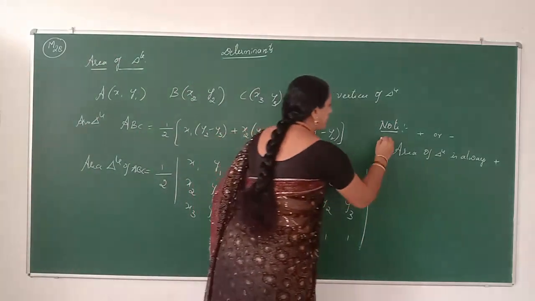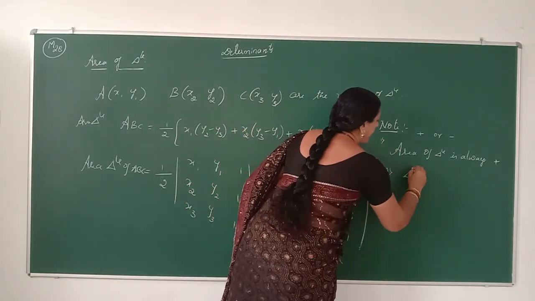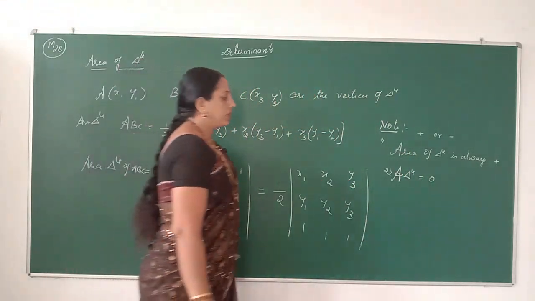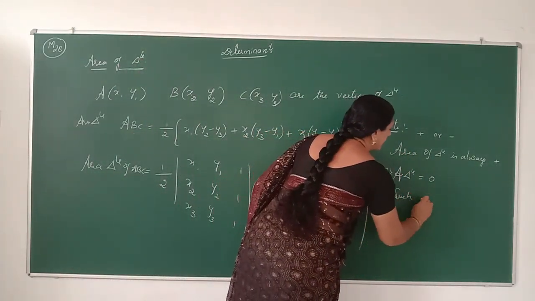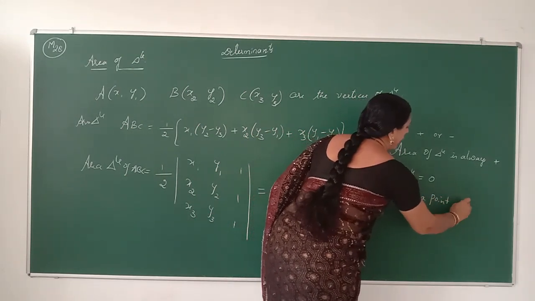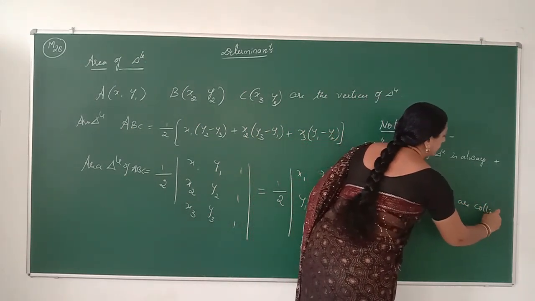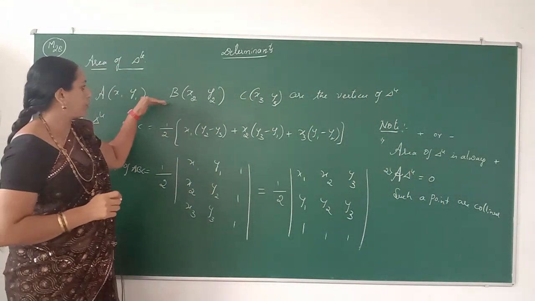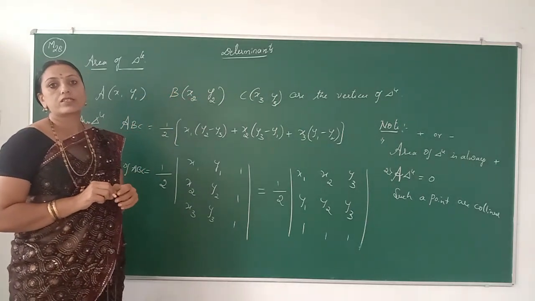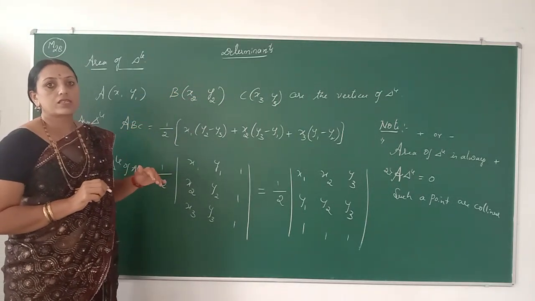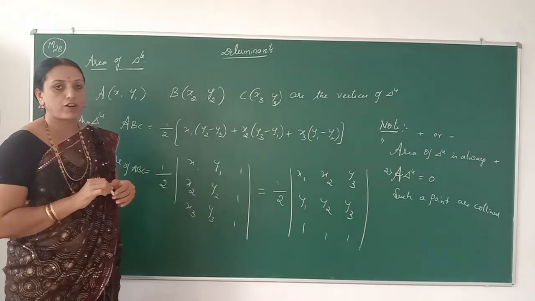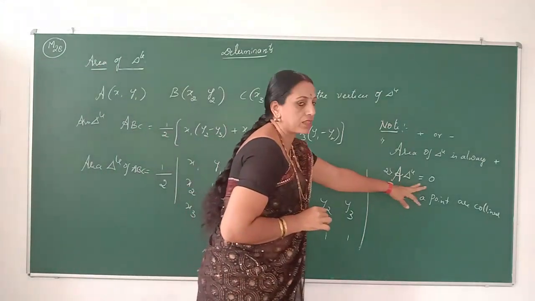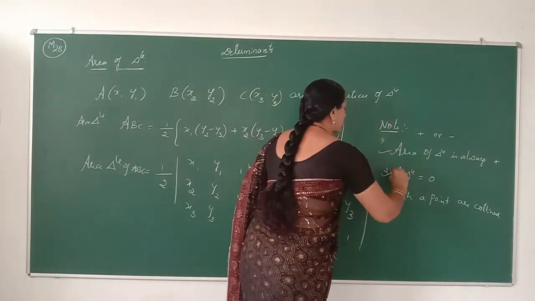Now the second point is when the area of a triangle is 0. Such points are called collinear. Collinear means all the points lie on the same line. If all three points lie on the same line, such points are called collinear. In these cases, the points do not form a triangle. Therefore, the area of the triangle is 0. Now, remember these two points.